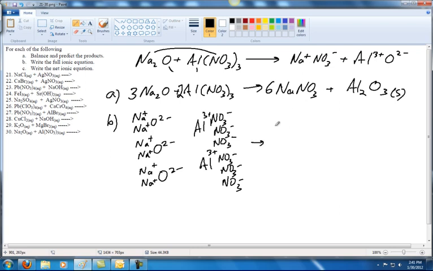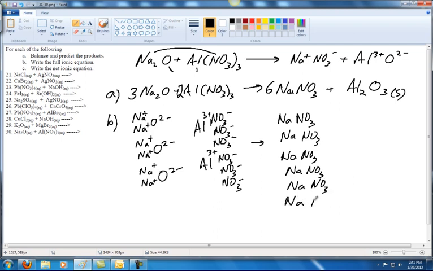I've got 6 NaNO3s, and I'll write that out 6 times. And that means I'm going to have to put charges on. Each of those has a -1 on the nitrates and +1 on the sodiums. And as before, the Al2O3 is a solid, so it doesn't split into ions.